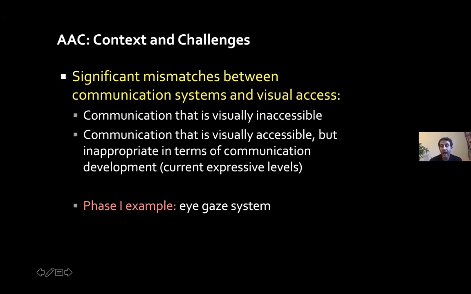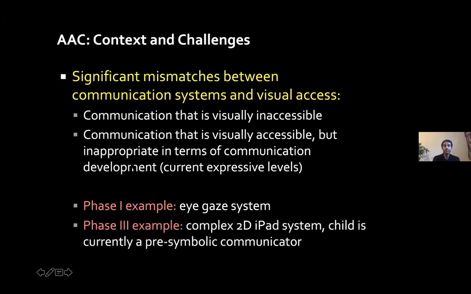Now, having an eye gaze system for a child in phase 1, I can't think of a way that would be appropriate, because a child in phase 1 is not making eye to object contact. Remember, they are not able to have visual fixation. Instead, they're just showing that visual regard. So how do you have an eye gaze system for a child in phase 1? It's not going to be accessible. So that would be communication that is visually inaccessible.